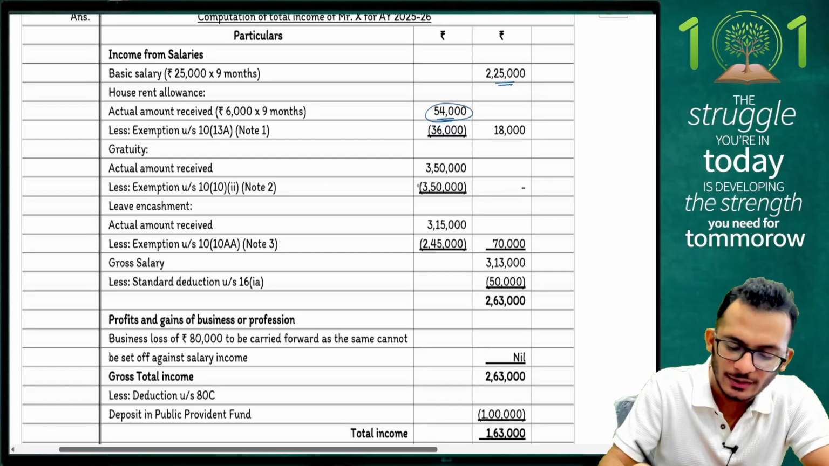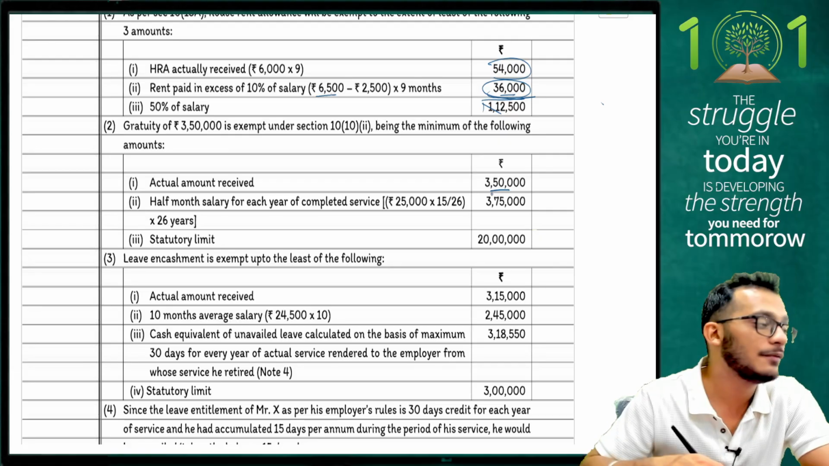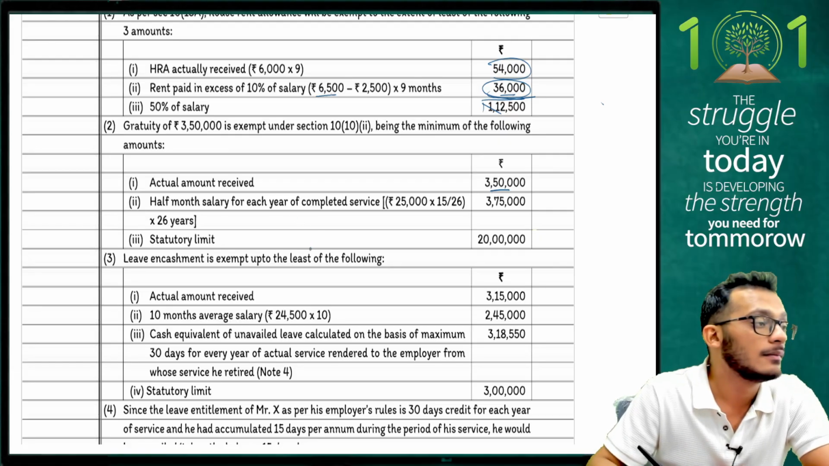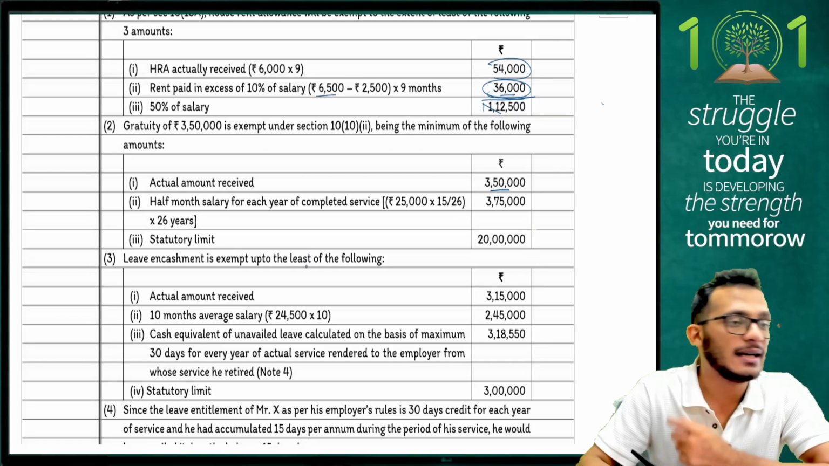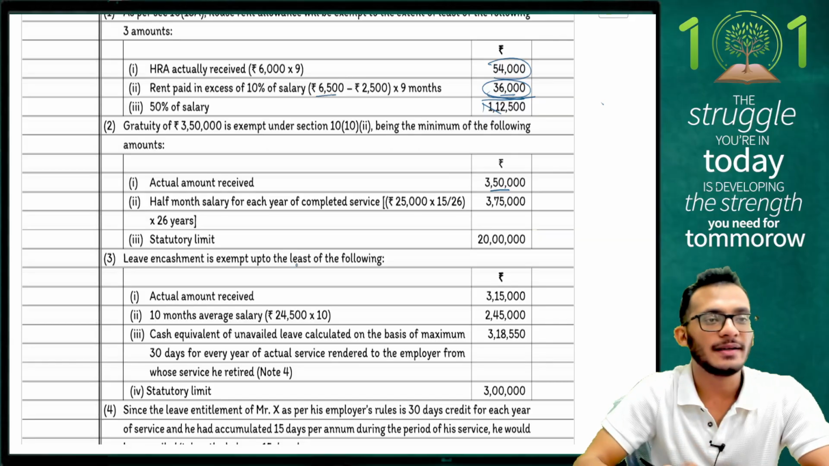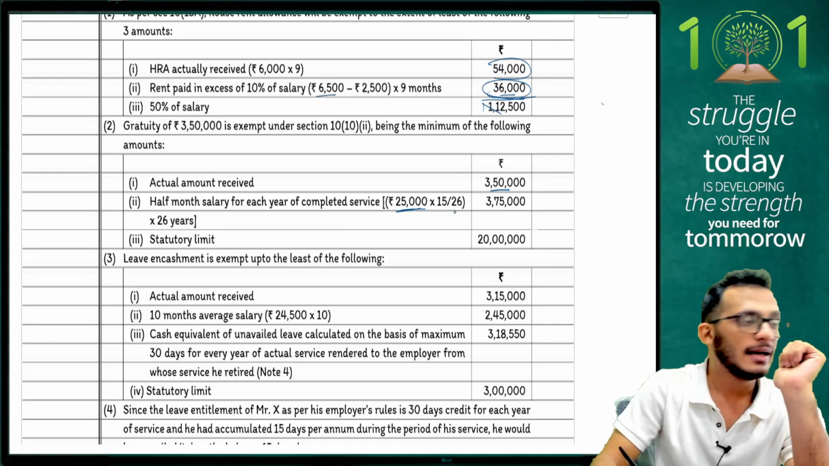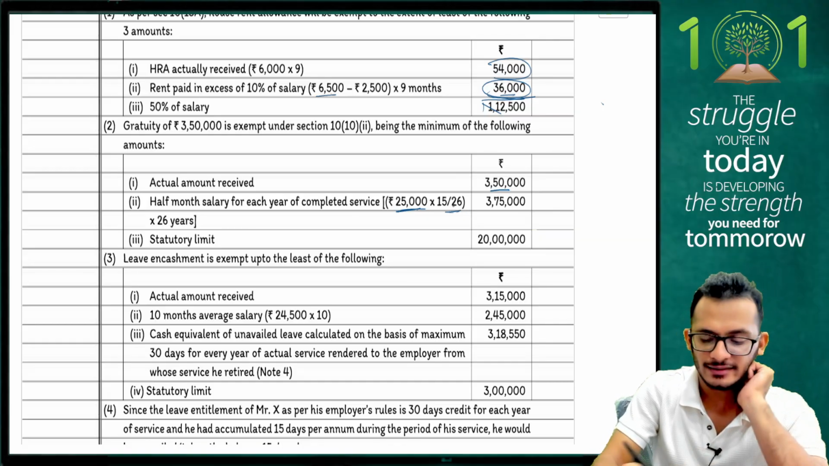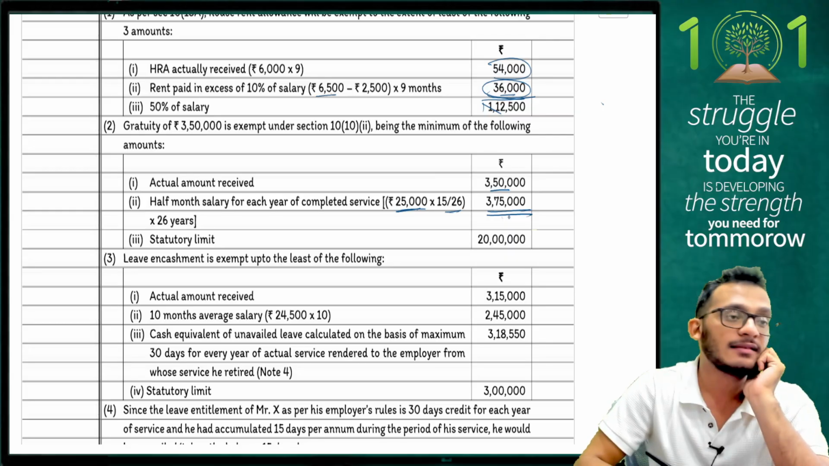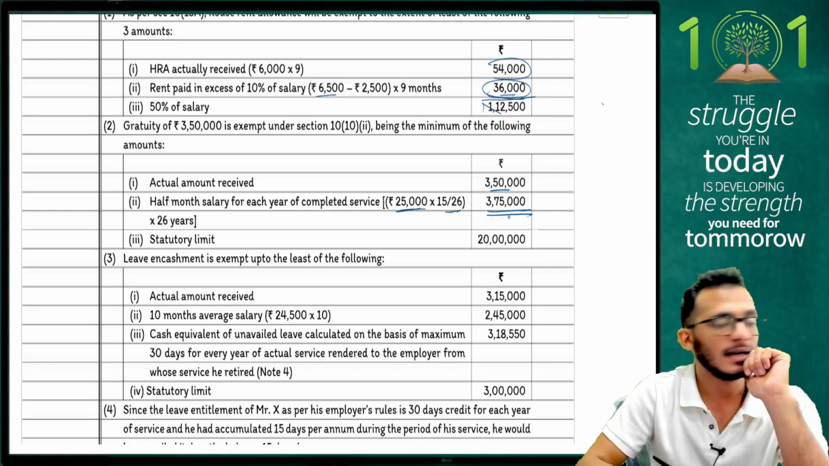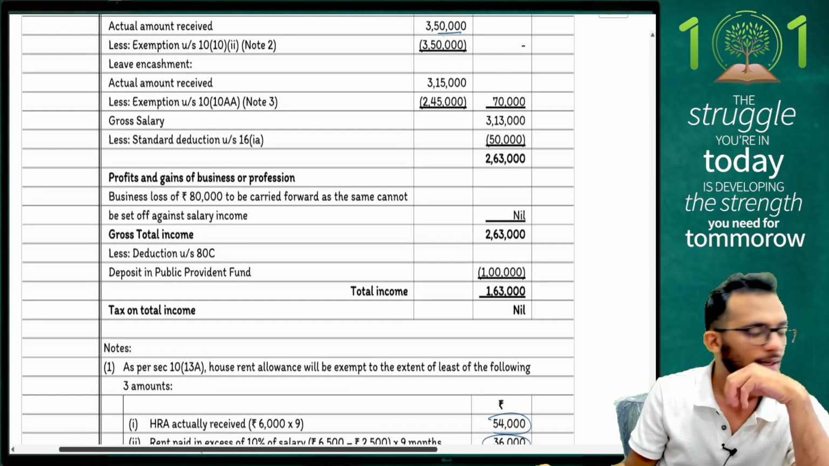Next, I had gratuity, which is 3,50,000. Least of the 3: the actual amount is 3,50,000. Then it is 15 by 26 into last drawn salary into number of completed years. Completed years was 26 years. Last drawn salary was 25,000 into 15 by 26 for 26 years. The number became 3,75,000. Statutory limit was 20 lakhs. Least of the three became 3,50,000. Therefore, 3,50,000 received, 3,50,000 exempted, fully exempted.